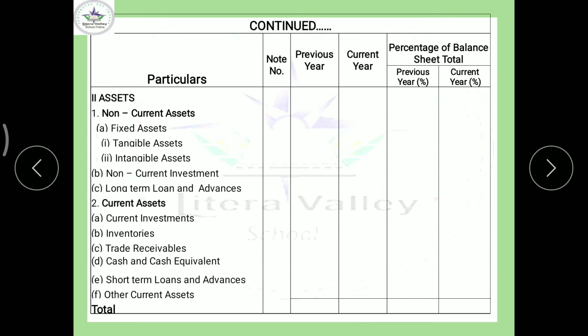So again I will highlight this because many times students get confused between comparative and common size. Always keep in mind, in a comparative statement, either balance sheet or income statement, you have to go horizontal, and in common size you have to go vertical, like this. Okay, and these items will not be entered again.